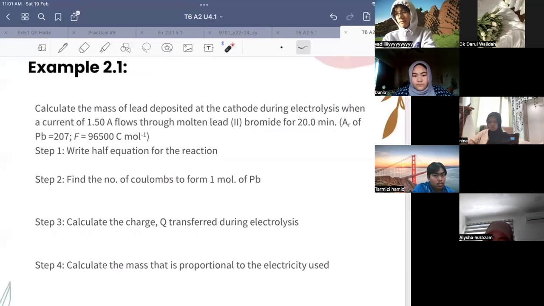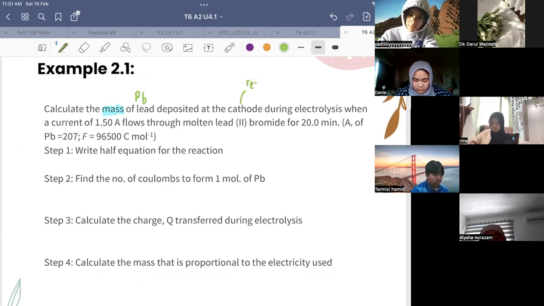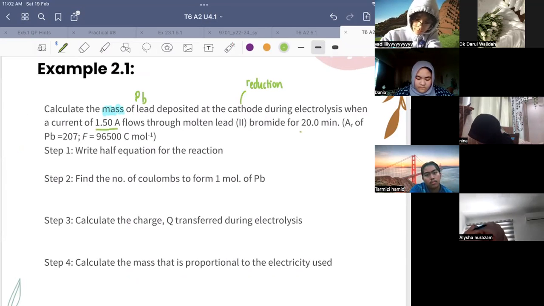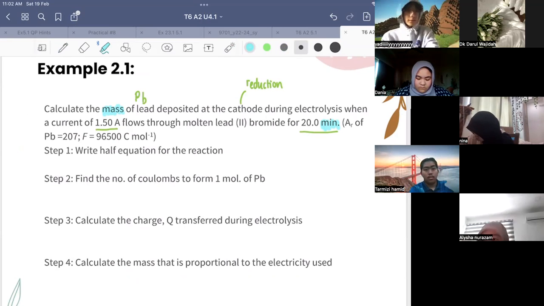Right, let's have a look at example 2.1. Calculate the mass of lead deposited at the cathode during electrolysis. Cathode means reduction is happening. A current of 1.5 amp flows through molten lead(II) bromide for 20 minutes. Remember, minute is not the unit that we are interested in. The Ar of Pb is 207 and the Faraday constant is 96,500 coulombs per mole.